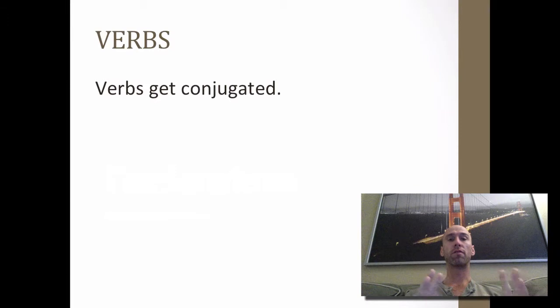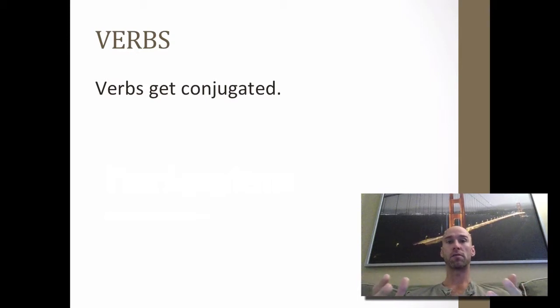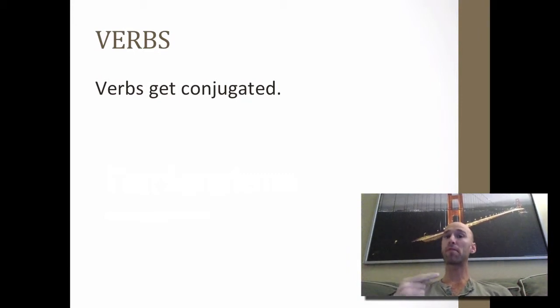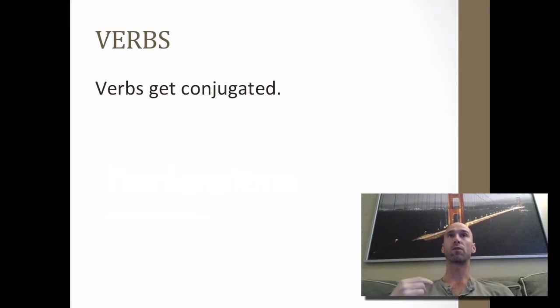So I'm going to start with verbs, and this is totally separate. You guys probably already know from your Spanish that verbs get conjugated. So basically, the ending of a verb is determined by what the subject of the sentence is. If it's in the first person, I, second person, you, third person, he, she, or it, it changes the ending of the verb.